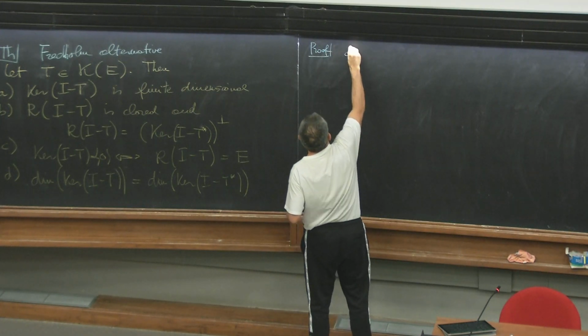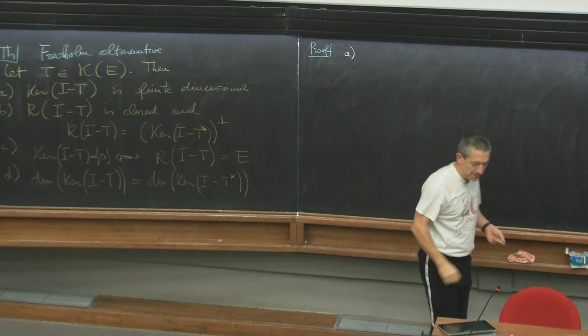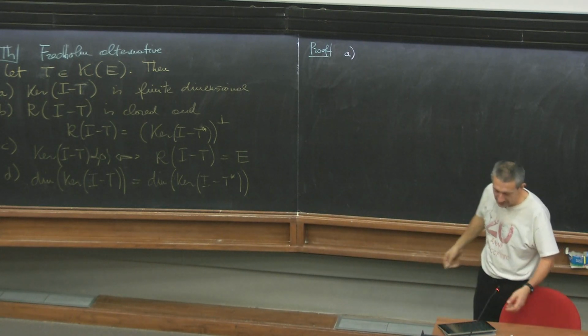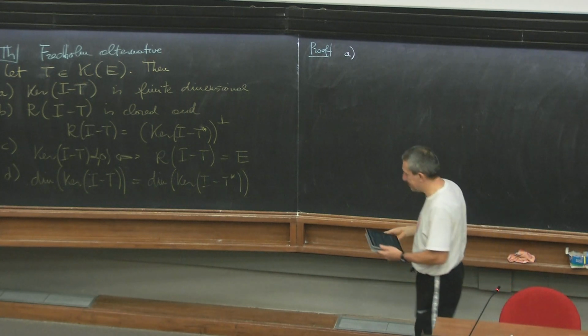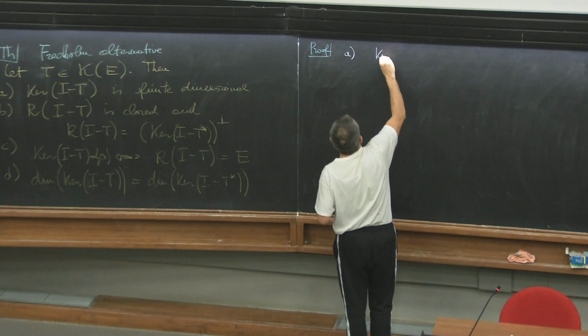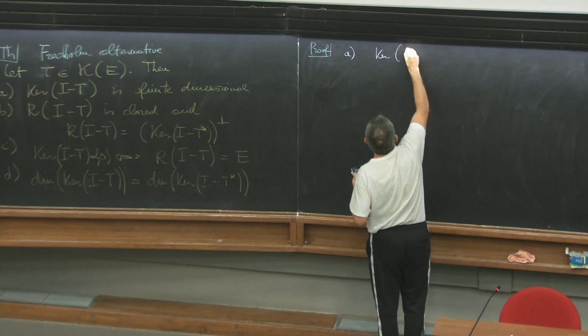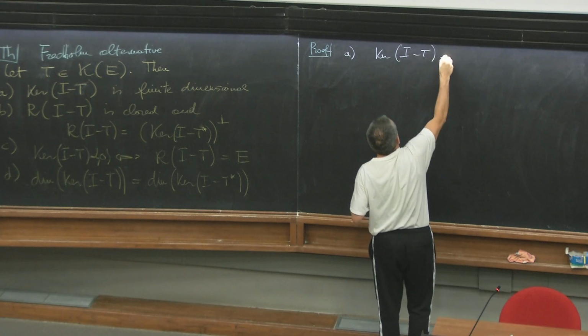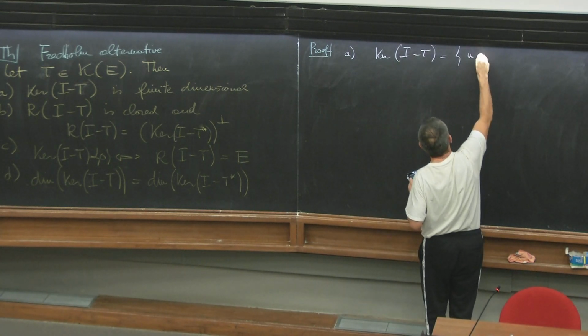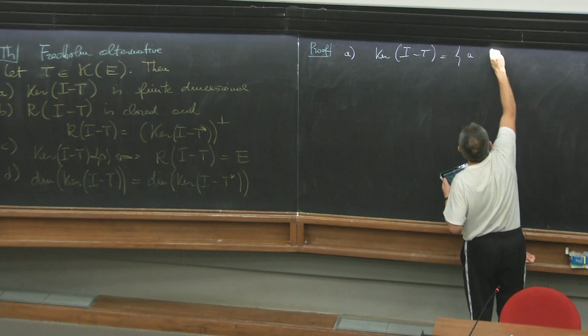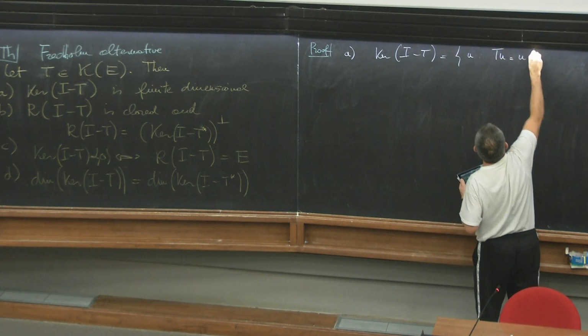So part A. Part A is already in that part there, no? Because the kernel of identity minus T is, by definition, all the U such that TU is equal to U.